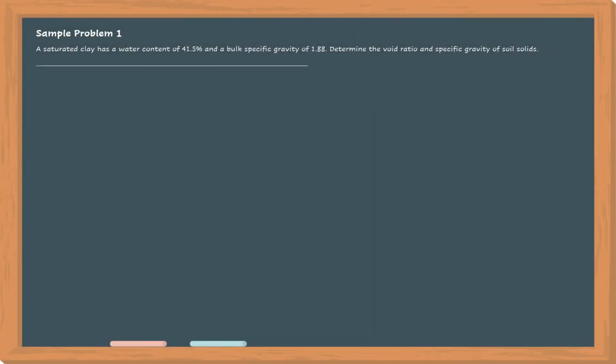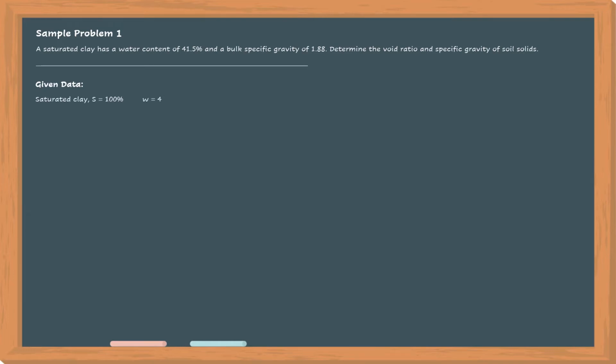Okay, sample problem number 1. Saturated clay has a water content of 41.5% and a bulk specific gravity of 1.88. Determine the void ratio and specific gravity of soil solids. So, to approach this problem, unahin muna natin i-state yung given information. So, these are the given information or data.